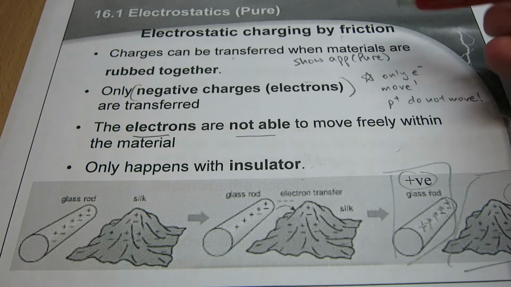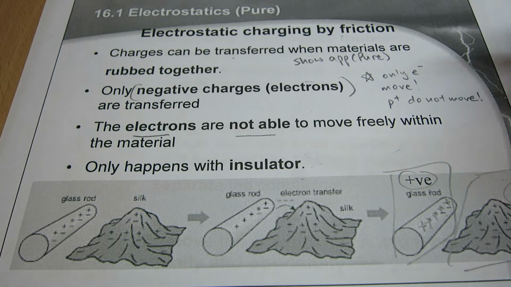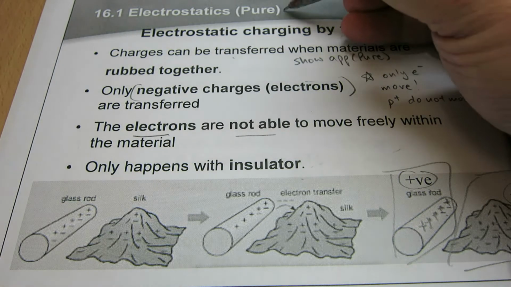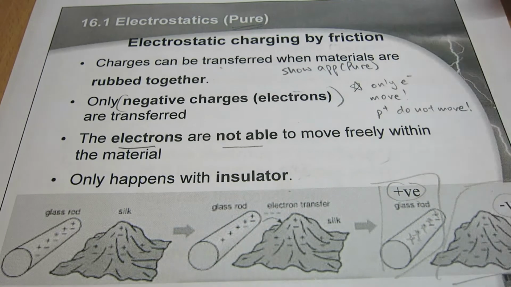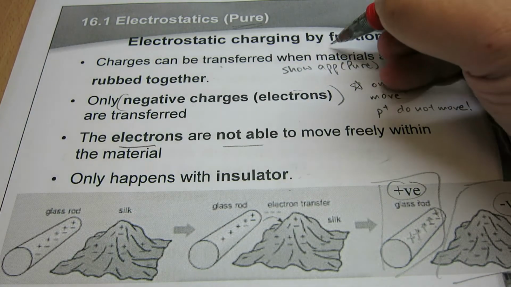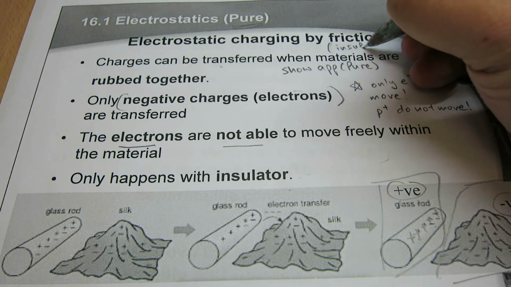Alright, let us first discuss electrostatic charging by friction. Combined science students, please do not pay attention. This is only for the pure science students. Electrostatic charging by friction only occurs with insulators.